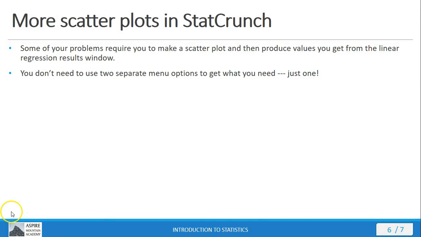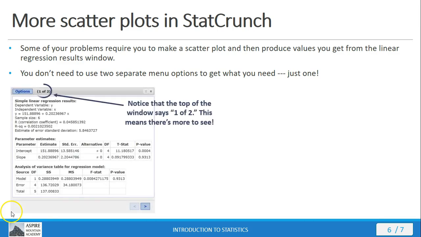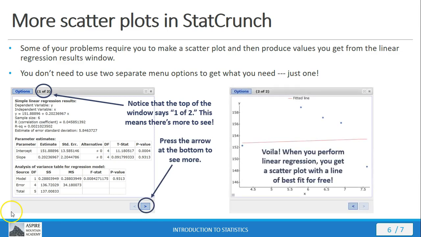Of course, scatter plots come out of the regression analysis as well. So you don't need two separate menu options to get what you need. Just make one. If you see that you're going to need regression analysis with your problem as well as the scatter plot, then just go to regression analysis, get that done. Then in the results window, notice here how it says 1 of 2 up at the top. Well, that means you can click on this arrow down at the bottom to see a second page. When you do, you get your scatter plot. So you don't need to make a separate scatter plot. Just go through the menu options, with just the one that you see here, and that'll be sufficient.